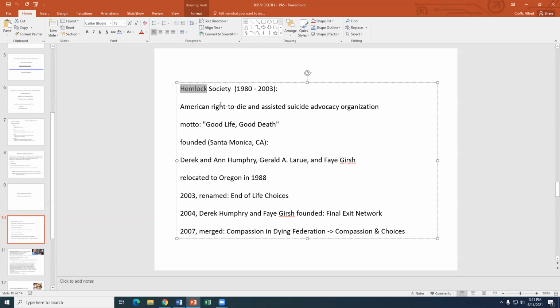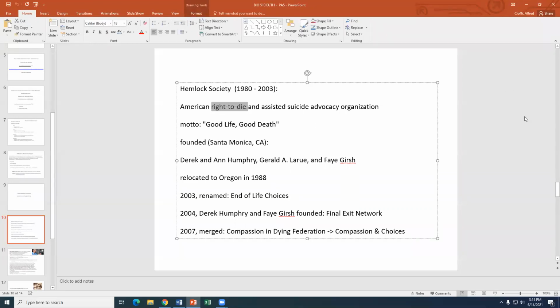All right, so this movement started in the 80s, and it was founded by four persons, a married couple, and then two others, the Humphreys, and then Jerry Laurie and Faye Gersh. They started this movement in California back in the 80s, and they were advocating for a right to die and assisted suicide.